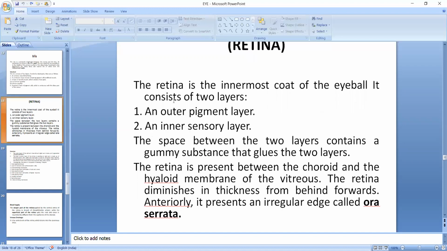The retina is the innermost part of the eyeball. It consists of two layers, an outer pigment layer and an inner sensory layer. The space between the two layers contains a gummy substance that glues the two layers together. The retina is present between the choroid and the hyaloid membrane of the vitreous. The retina diminishes in thickness from behind forward. Anteriorly, it presents an irregular edge called the ora serrata.